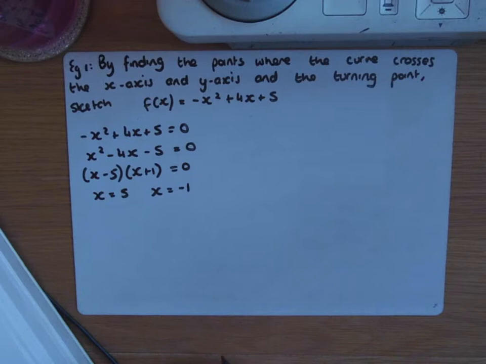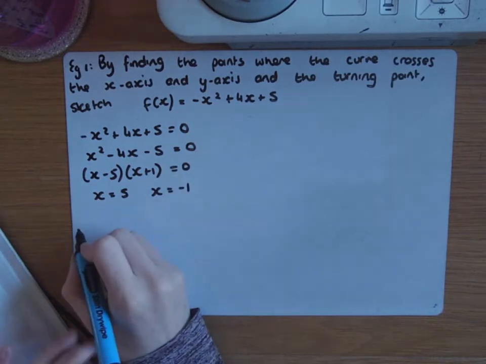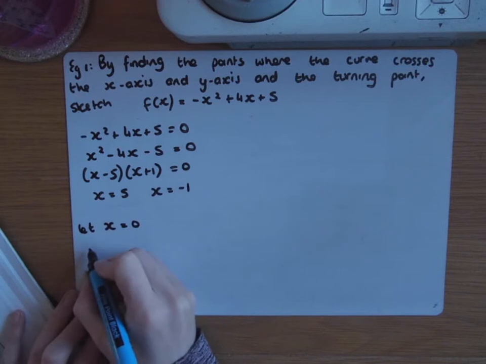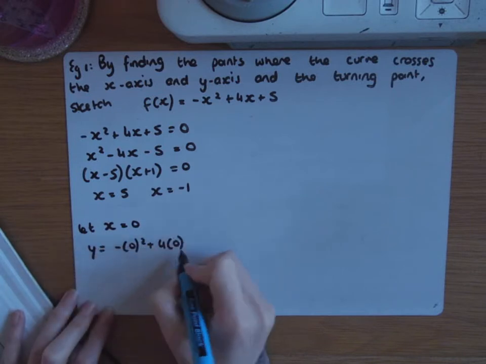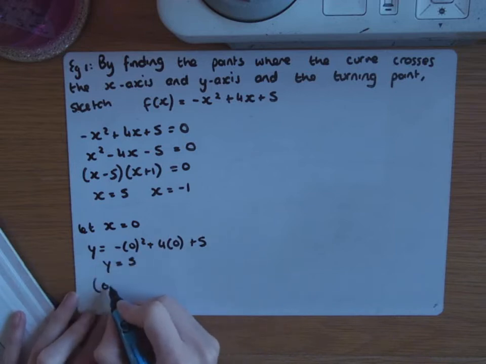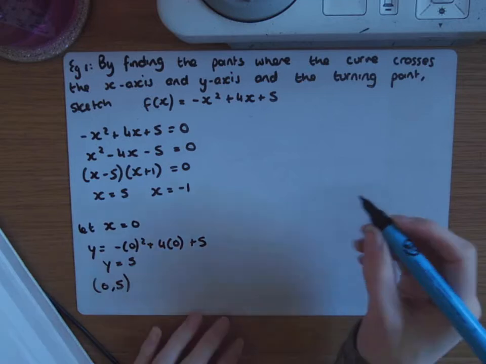To find where it cuts the y-axis, you let x equal 0. It's always that number on its own, plus 5. So it cuts the y-axis at the point (0, 5). And then they want us to find the turning point. Well, we don't have calculus done yet, so we need to complete the square to find the turning point.